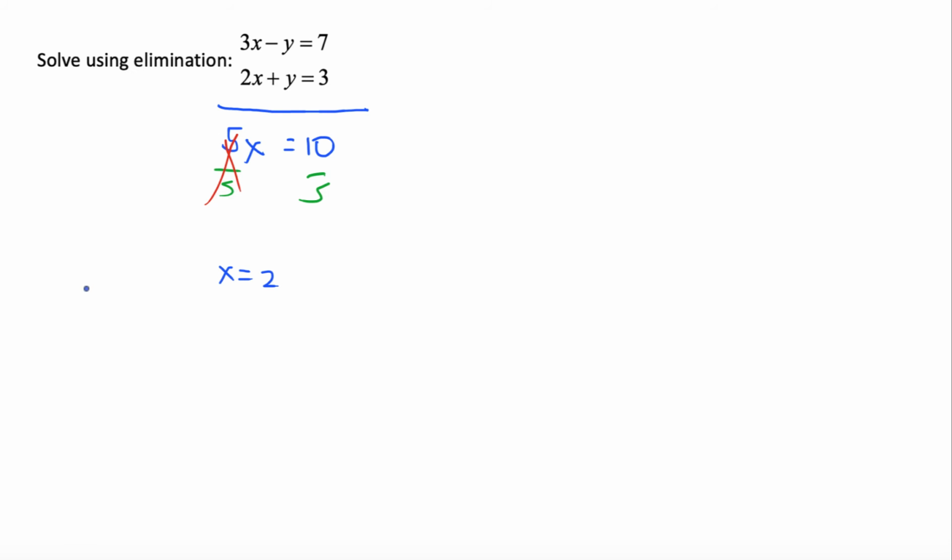Now what we want to do, remember, our solution should be an ordered pair. So when x is equal to 2, there must be some corresponding y value. Well, how do we find that corresponding y value? Remember, we have two equations, so we should be able to plug x equals 2 back into the equation and solve for y.